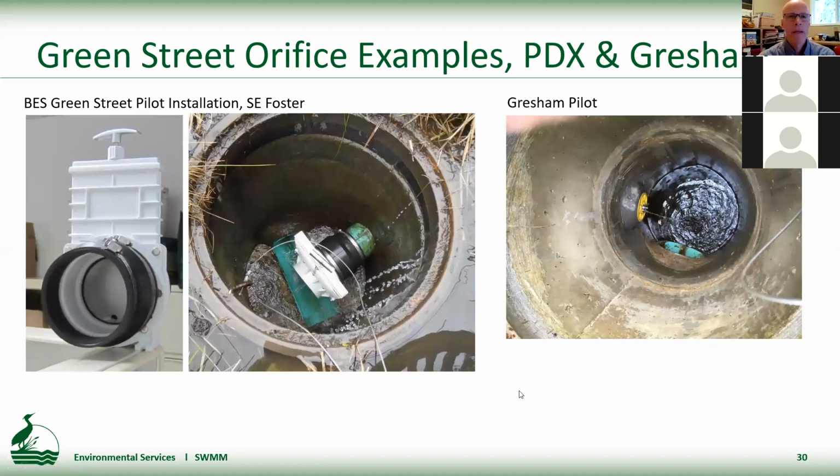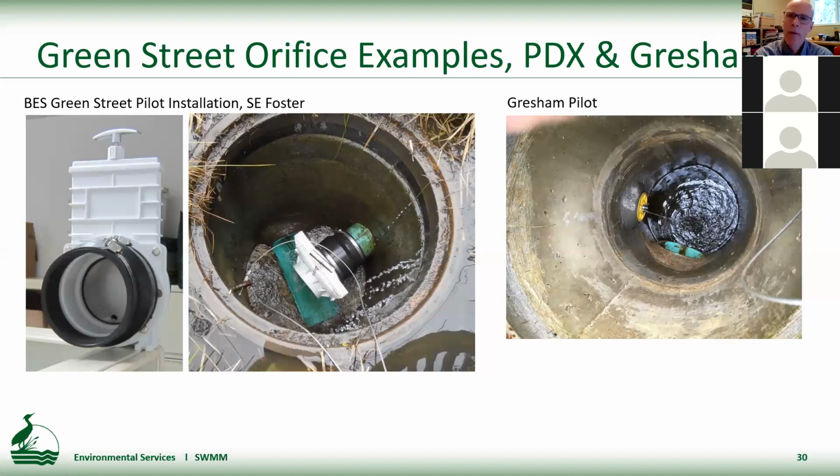So what does this look like? Here are two examples anyway. On the left, those two pictures are from our pilot installation on Southeast Foster that's been in place since 2016. We haven't had any problems with clogging, and we look at it on a regular basis. The orifice is 1/2 inch on that one, and unlike a permanent installation, we drilled the orifice hole in a gate valve, as you can see, that would have allowed us to open it up if the system had clogged, and we haven't had that problem.